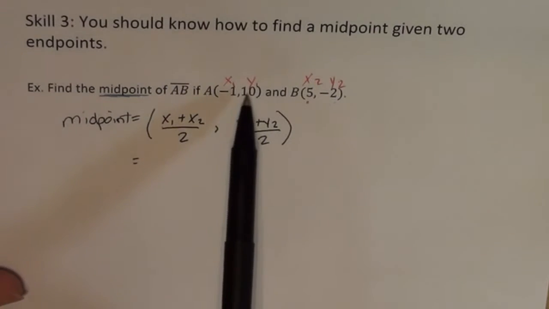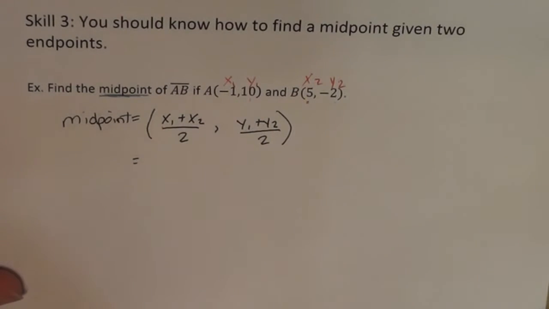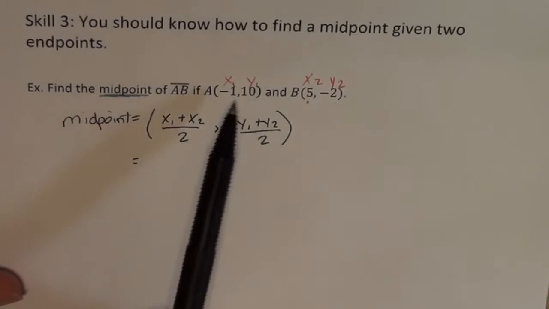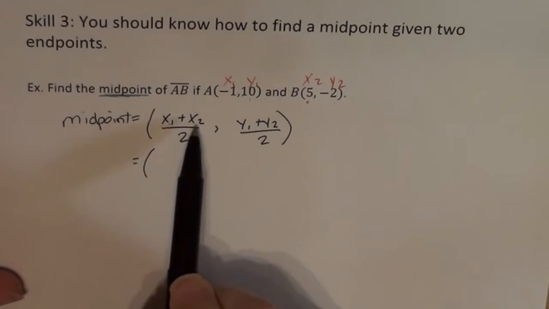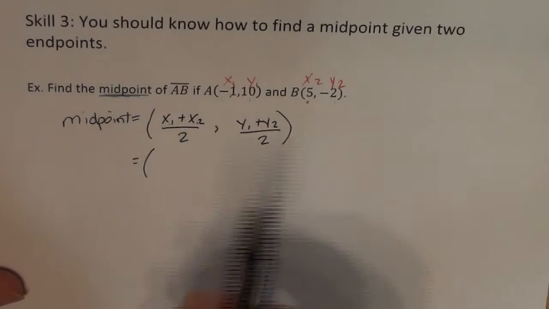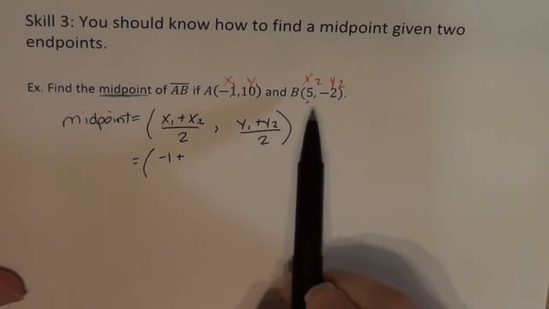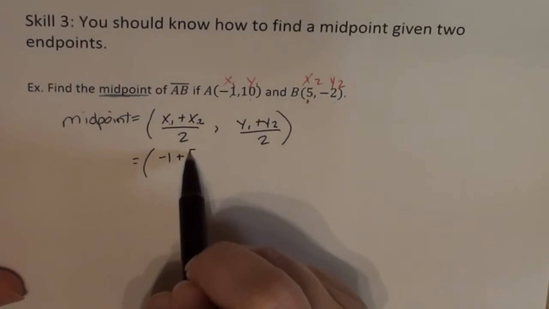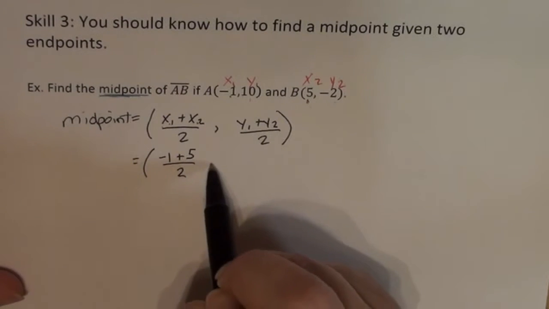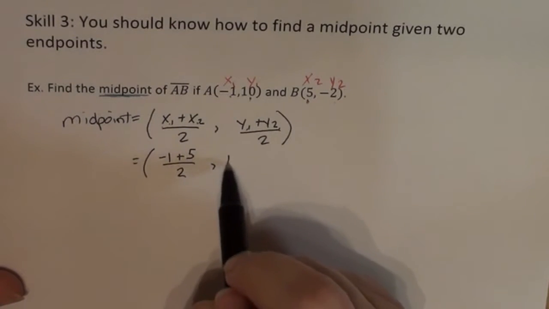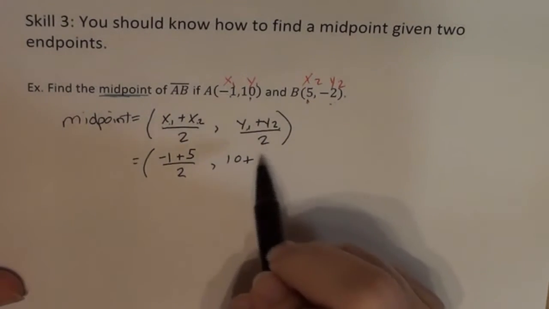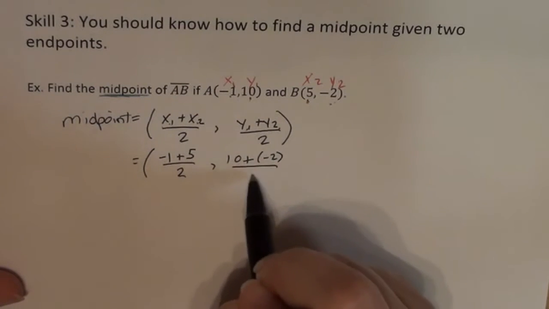Now label your x1, y1, x2, y2 just in case something happens, you flip them around, you make a mistake. Now they're clearly identified to whoever's grading your paper that you do know which one's x and which one's y. What we do next is we plug them in. x1 plus x2: here's x1, it's -1, plus x2, that's 5, divided by 2, comma. y1 plus y2: here's y1, 10, plus y2, -2, divided by 2.